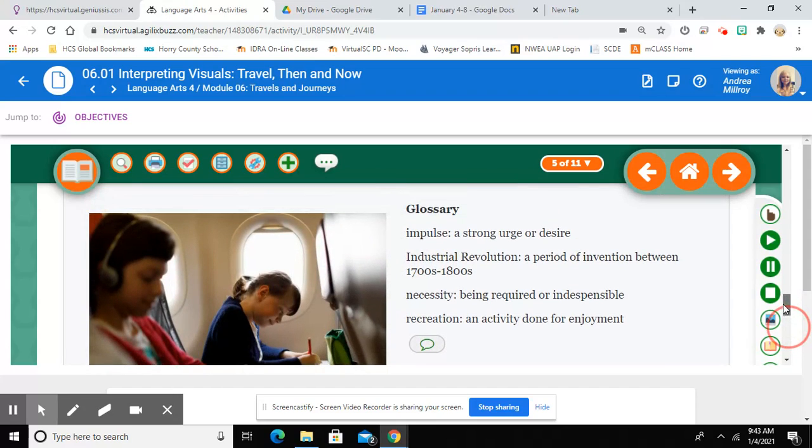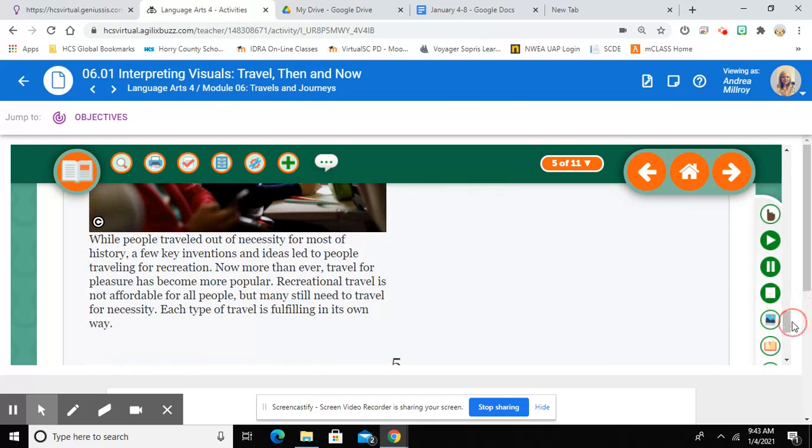Glossary. Impulse: strong urge or desire. Industrial Revolution: a period of invention between the 1700s and 1800s. Necessity: being required or indispensable. And recreation: an activity done for enjoyment. This is like a mini dictionary, a glossary.